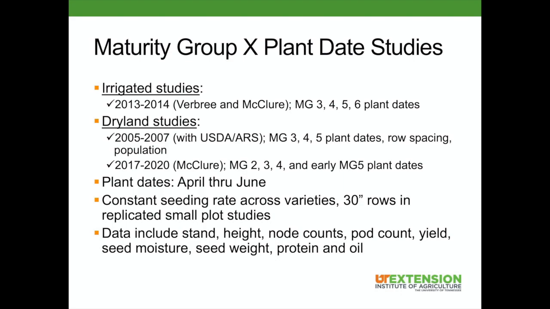I'm going to mention some of the results from our irrigated and dryland studies. Basically, we try to keep a consistent seeding rate and row spacing in these studies and just try to get some idea of how the different maturity groups respond to early versus late planting, and try to identify ones that seem to have the best fit year in and year out for Tennessee.